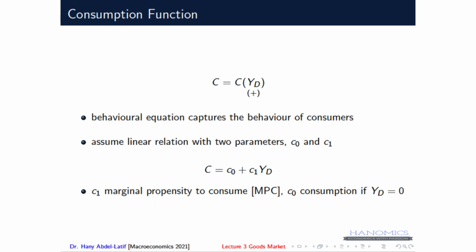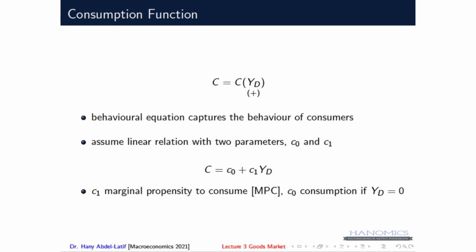C0 here is the consumption level when your disposable income equals 0. Obviously, even if your disposable income equals 0, you still need to consume a certain level for survival. So consumption cannot start at the 0 point even if your income equals 0. So that is C0.